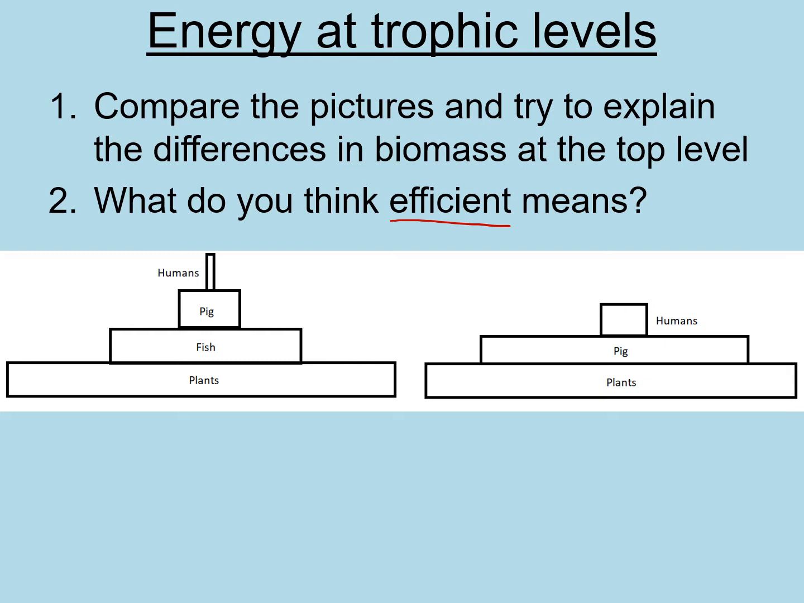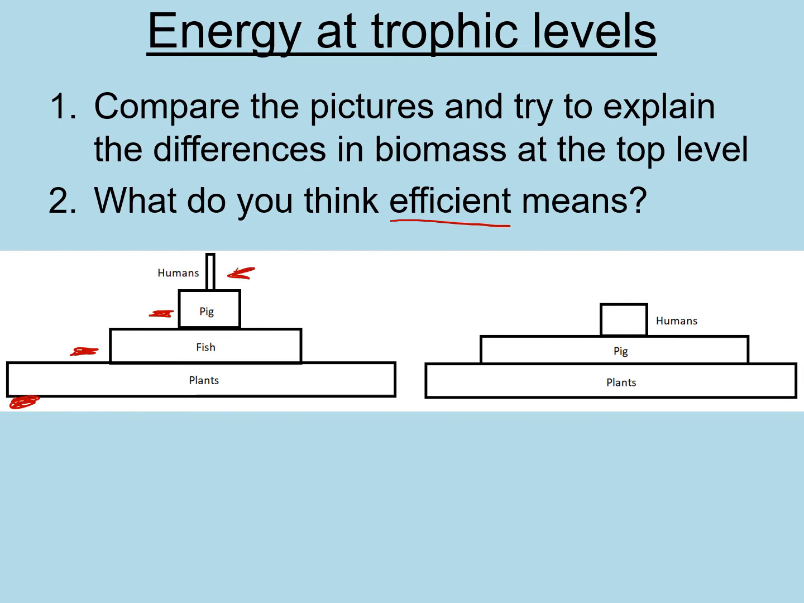Looking at the answer to question 1, looking at the different pictures and explaining the difference in biomass at the top level, what we've got here is at the bottom level on this pyramid, you've got plants. The plants are eaten by fish. Those fish are then dried and ground into animal feed. So pigs are omnivores, they eat plants and animals. So the ground up fish is used as feed for the pig in the farms. And last of all, humans eat pig meat.